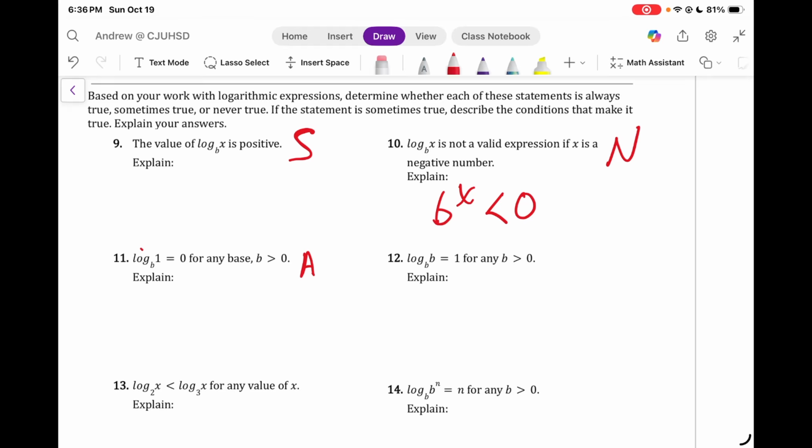Because that says b to the 0 equals 1. And remember, we really just have to watch out for 0 to the 0. And it already said b's got to be greater than 0. So with that added in, we can say always. How about log base b of b equals 1 for any b greater than 0? I'd say that's true as well. That's always true because b to the 1 is just b. Okay, we saw that many times.